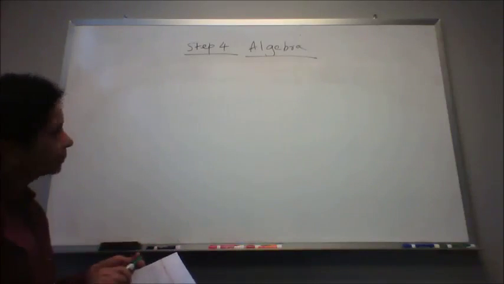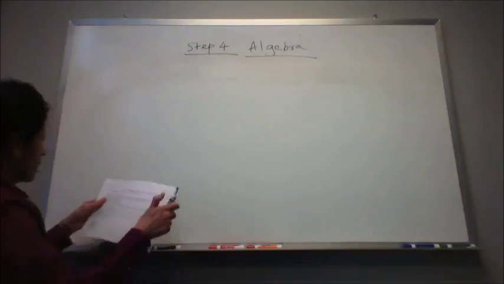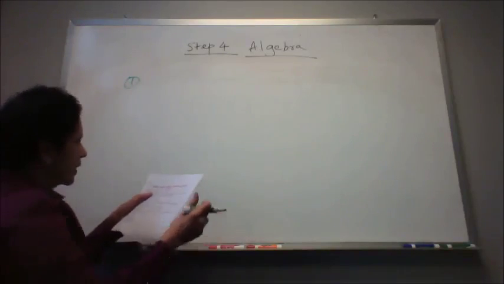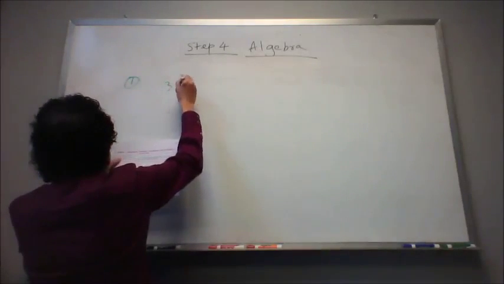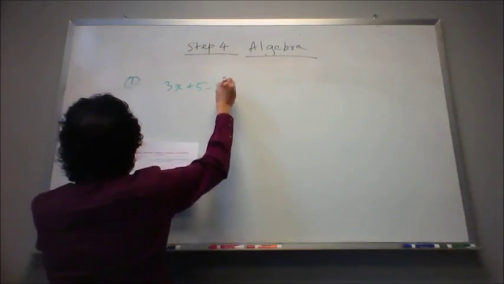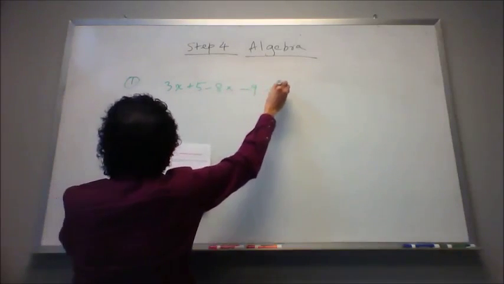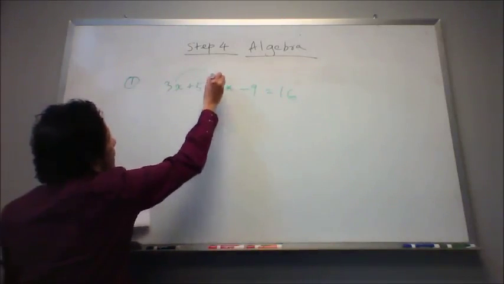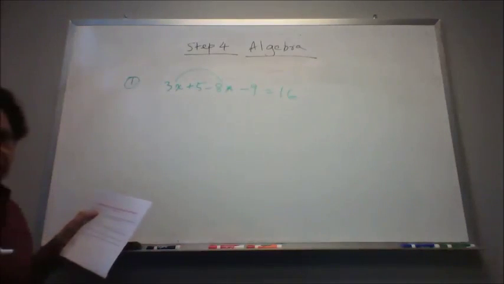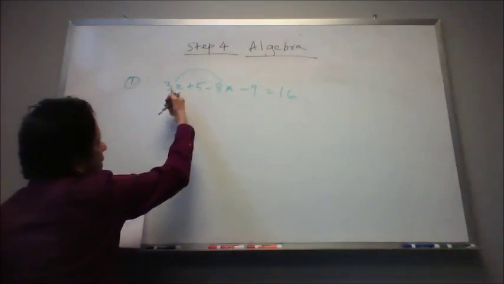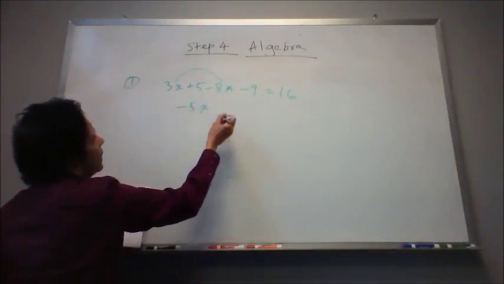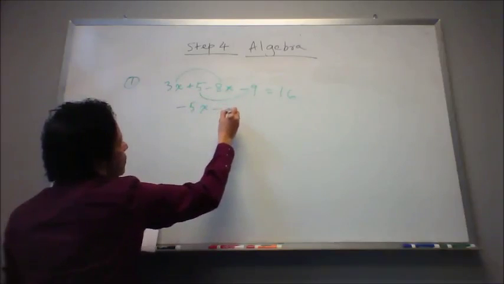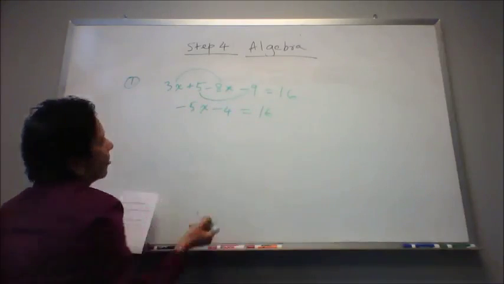So the first problem here says solve for x, okay? So you need to solve for x. And it says 3x plus 5 minus 8x minus 9 equals 16, okay? So the first thing you need to do is simplify, right? So 3x minus 8x, so minus 8 plus 3 is minus 5x. And then you need to combine minus 9 plus 5, so that's minus 4, equals 16, okay?